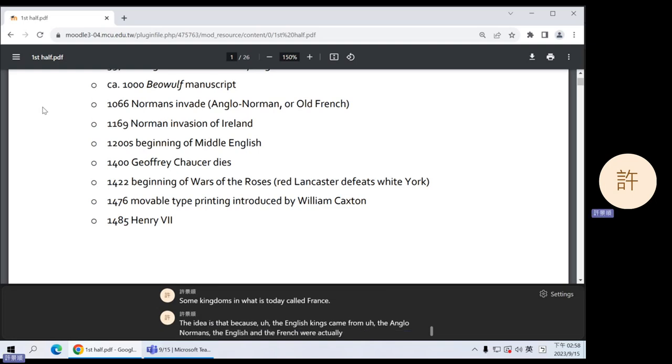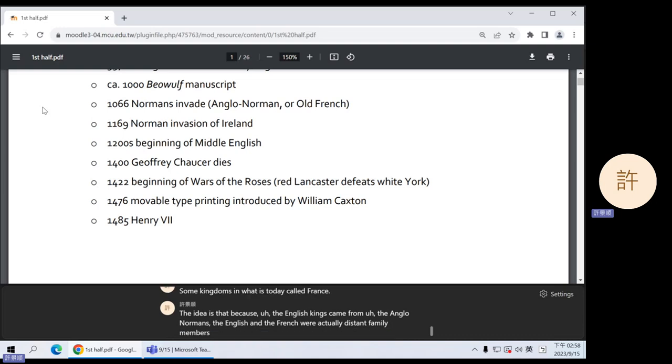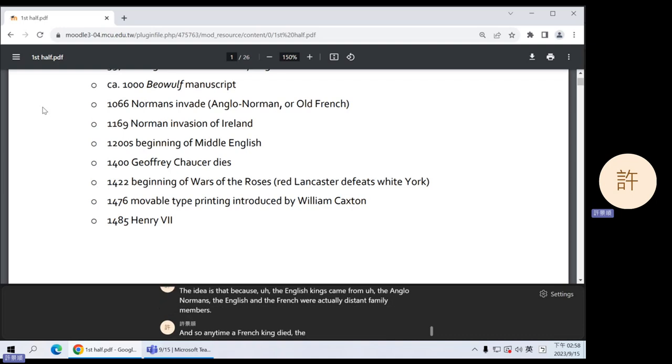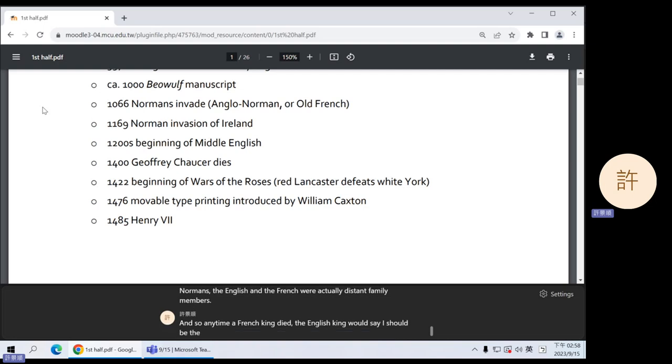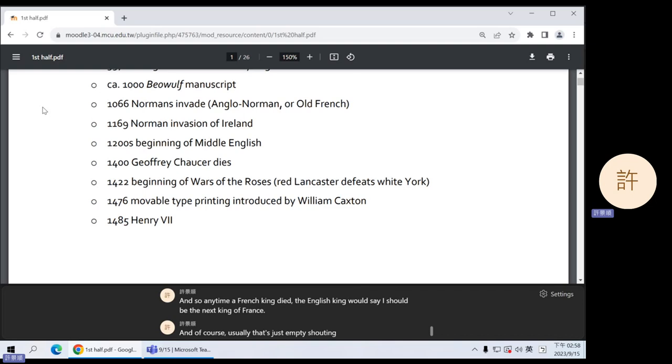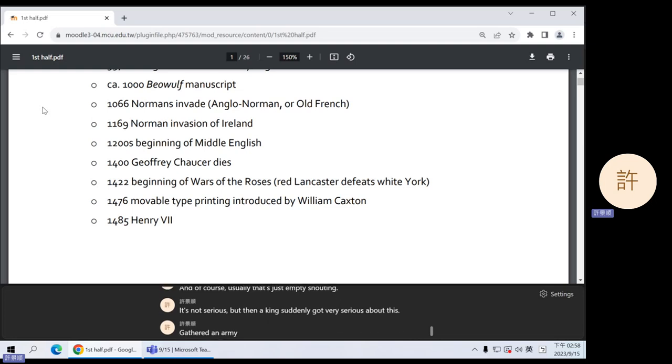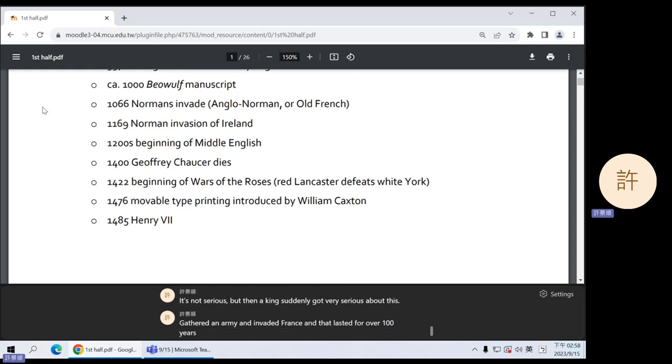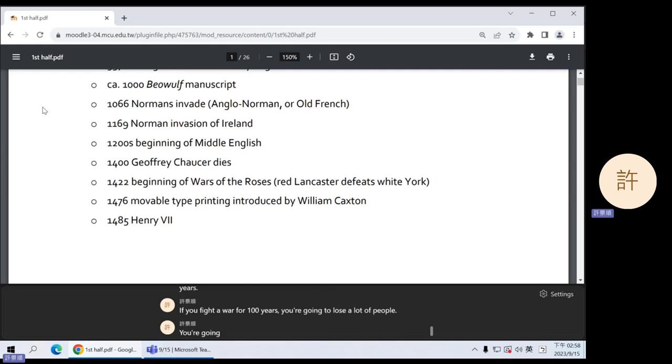actually distant family members. And so anytime a French king died, the English king would say, "I should be the next king of France." And of course, usually that's just empty shouting. It's not serious. But then a king suddenly got very serious about this, gathered an army and invaded France. And that lasted for over 100 years. If you fight a war for 100 years, you're going to lose a lot of people. You're going to spend a lot of money, and your country will become weaker.